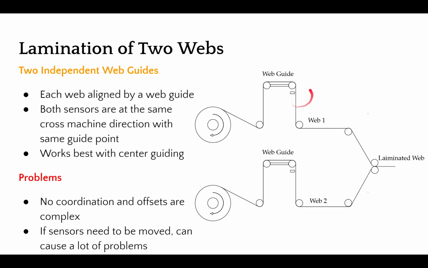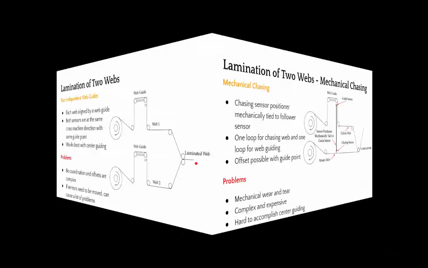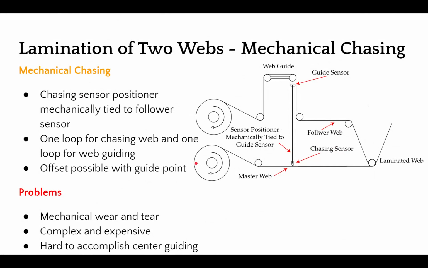And if the sensors need to be moved for width variations, then that's a problem that can cause issues. You really need to make sure that if you move the sensor a certain distance, this sensor also has to be moved that certain distance. So how do we solve that problem?